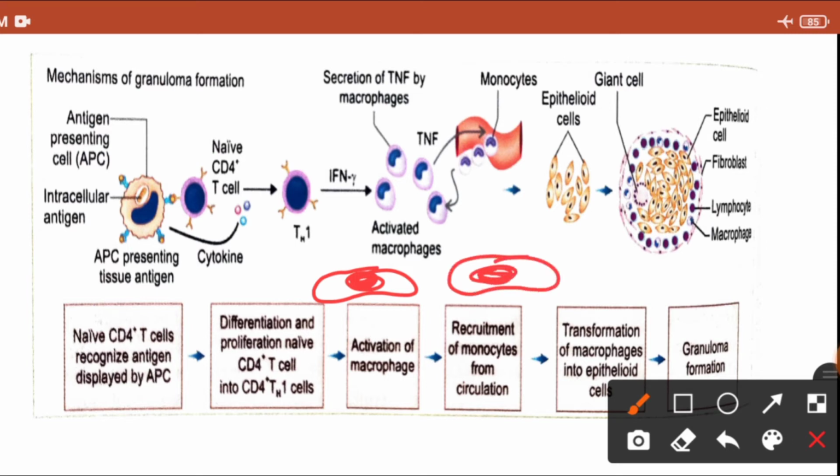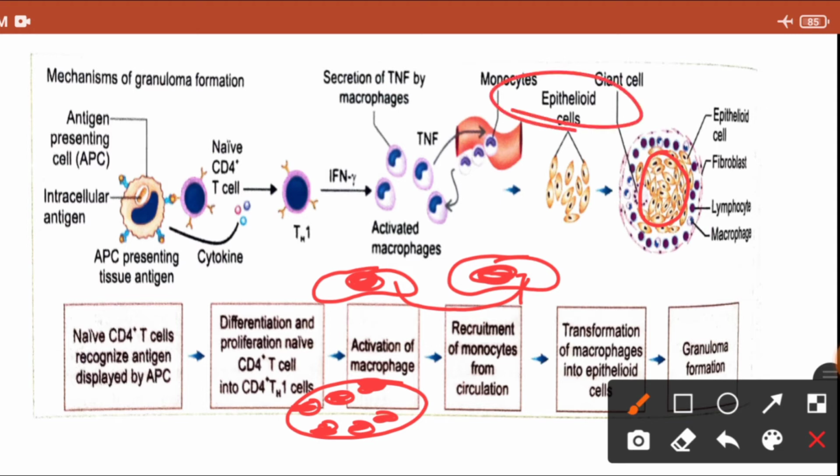Now when these epithelioid cells fuse together, their cytoplasm can fuse. So whenever they get fused, these 5 to 6 epithelioid cells will form a giant cell, right? Giant cell means there is presence of many nuclei within the cytoplasm. So when epithelioid cells fuse together, they will form a giant cell, right?